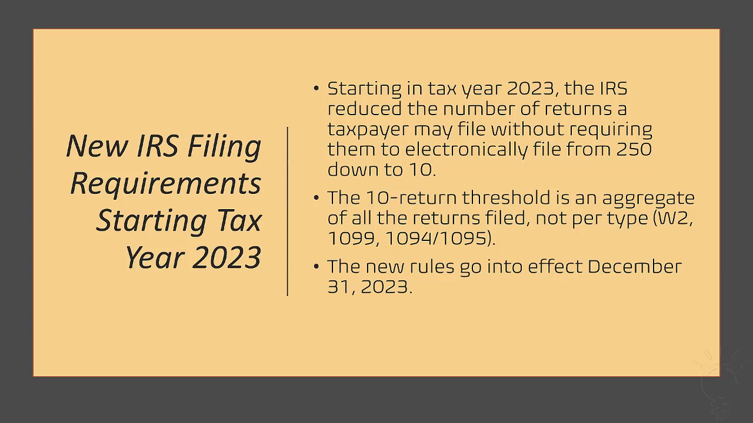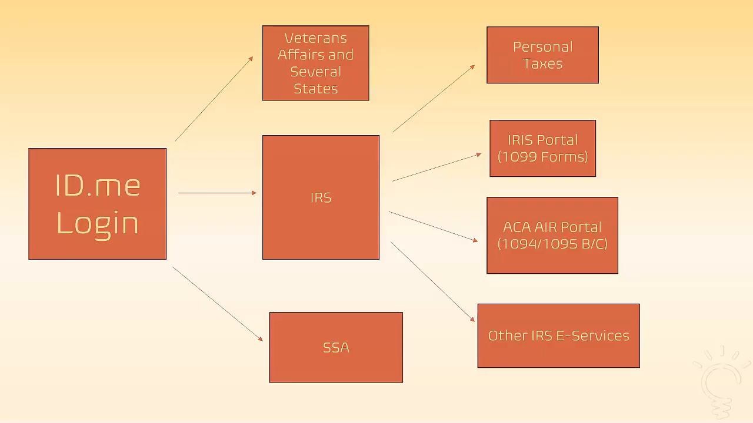So to get started, the government introduced a new login called ID.me login. It's your one-stop shop login for all things related to the government, including several states that have adopted it. Obviously, the IRS has it, and the SSA also uses it. So you will no longer need individual IDs to log in. It's just a one-stop ID.